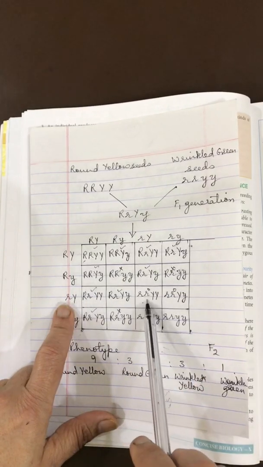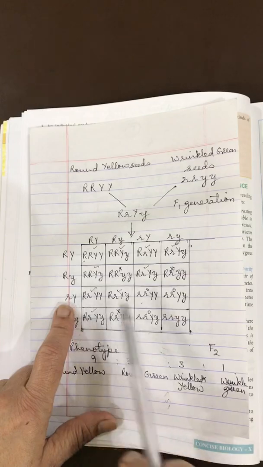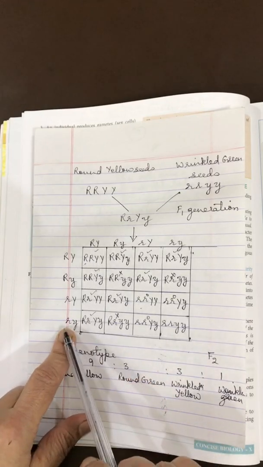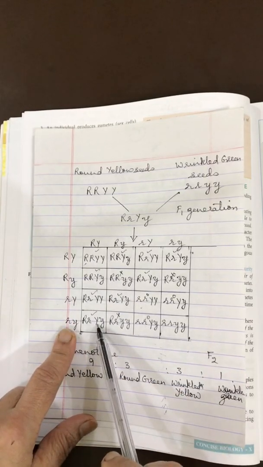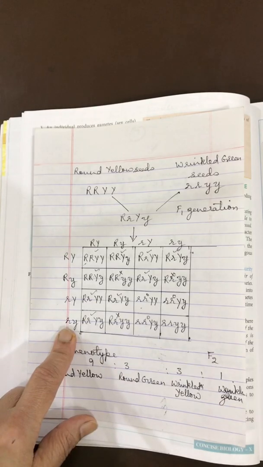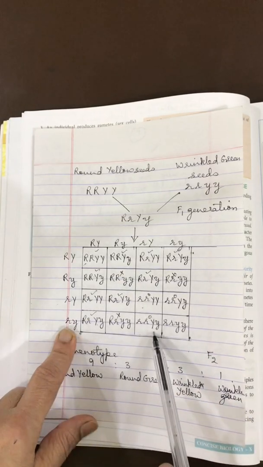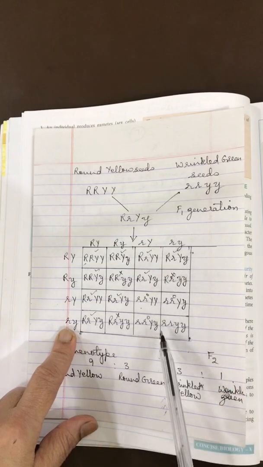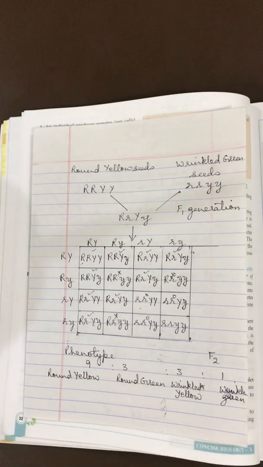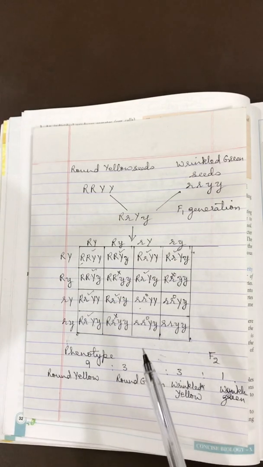Then small r, small r, capital Y, capital Y; small r, small r, capital Y, small y. Next, capital R, small r, capital Y, small y; capital R, small r, small y, small y. Then small r, small r, capital Y, small y; small r, small r, small y, small y. So this was the combination obtained in the F2, or the offspring obtained in the F2 generation.